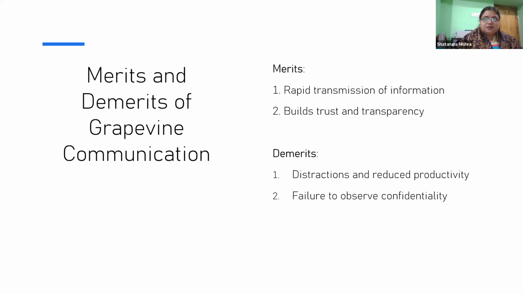Now, two people will know about this particular piece of news, and within half an hour, almost the whole institution would be talking about it. So, grapevine communication functions in that way. It builds trust and transparency. On another note, okay, see, I'm not talking about gossip that is harmful.